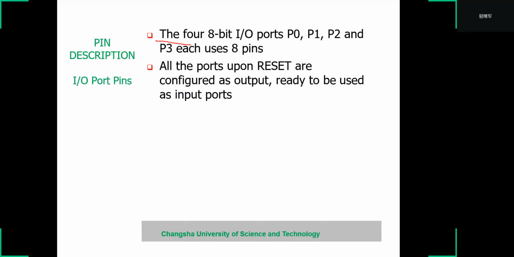The four 8-bit I/O ports are P0, P1, P2, P3, and each uses 8 pins. All the ports upon reset are configured as output, ready to be used as input ports. After the microcontroller is reset, the port is configured as output.